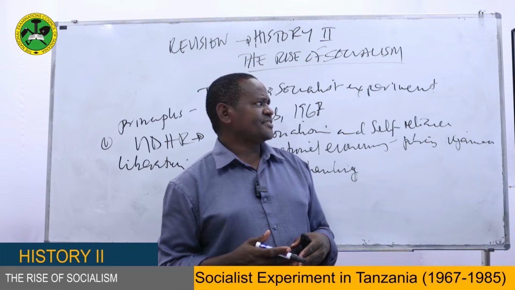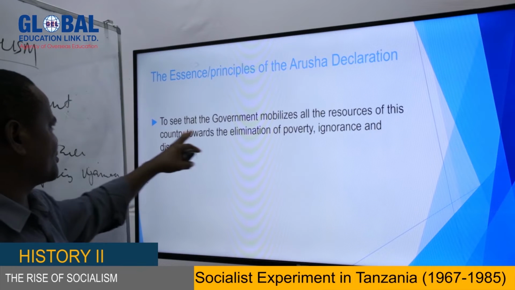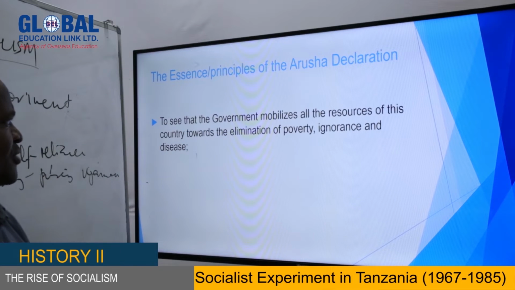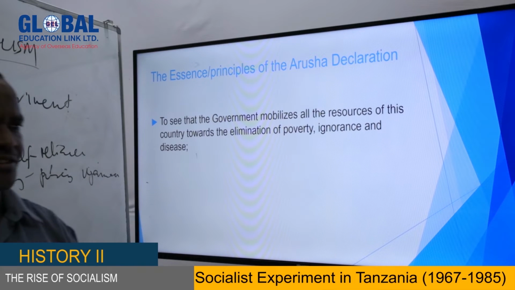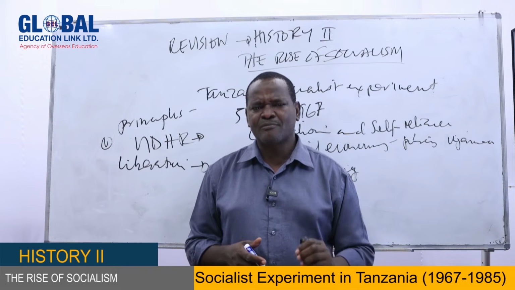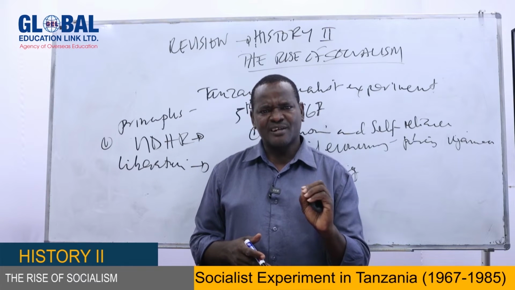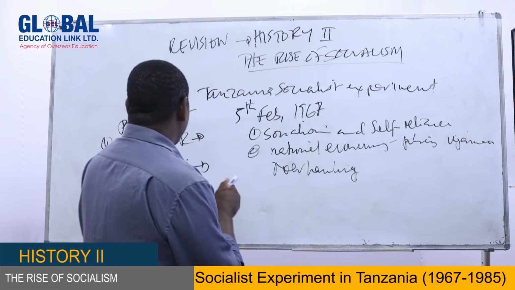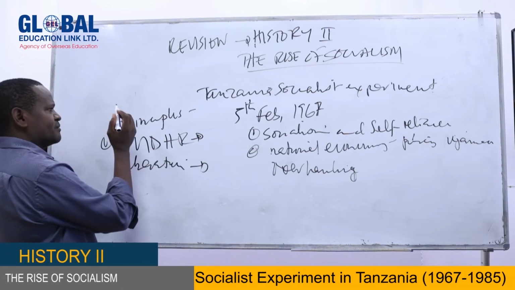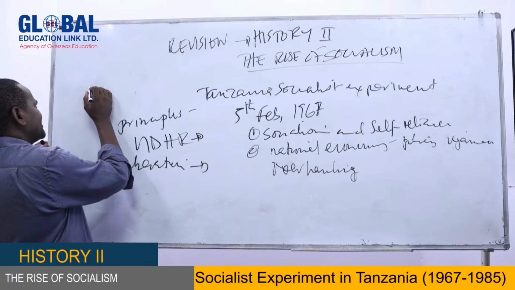Let's now go to another essence or principle of the declaration, and this is to see that the government mobilizes all the resources of this country toward the elimination of poverty, ignorance, and diseases. As it was said by Mwalimu Nyerere, Tanzania, under Mwalimu Nyerere, believed that we have got 3 enemies. One could call them the public enemy number 1. They were 3. One is ignorance.